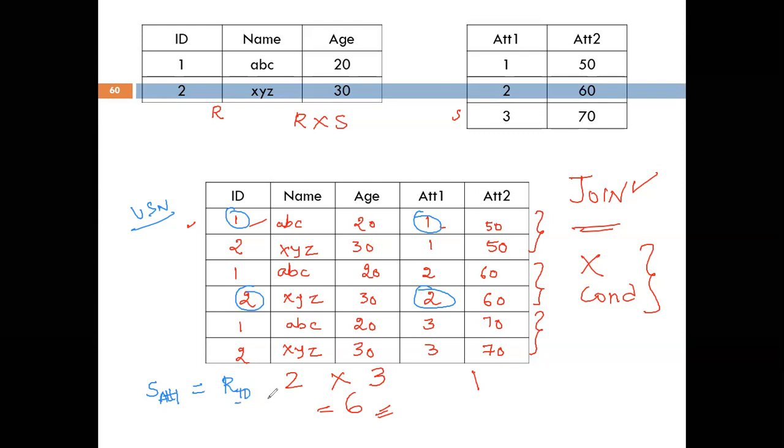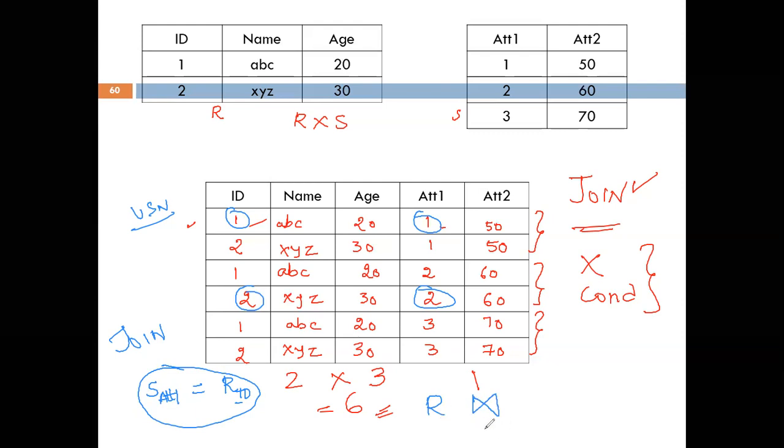So like this, S of ATT1 is equal to R of ID. So this condition in a Cartesian product will now become the join operation, and this is indicated like this. The symbol for the join operation will be like this, and the condition we need to mention.